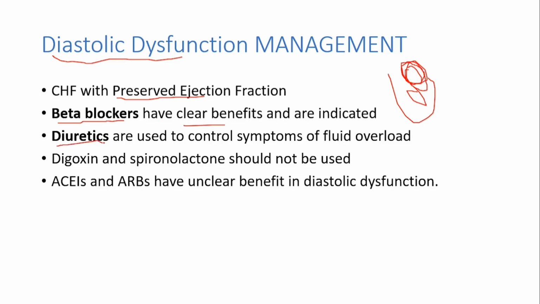And diuretics, they control the symptoms of fluid overload. In diastolic heart failure, there is fluid overload, and for the fluid overload we use loop diuretics like furosemide. Digoxin and spironolactone should not be used. Remember, this should not be used. And ACE inhibitors or ARBs have unclear benefit in diastolic dysfunction.